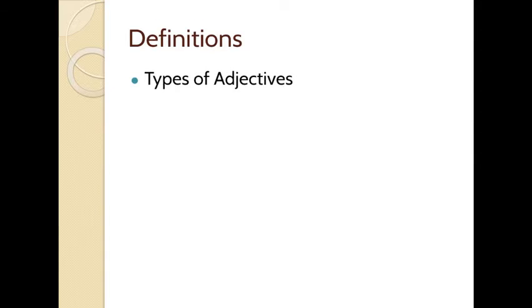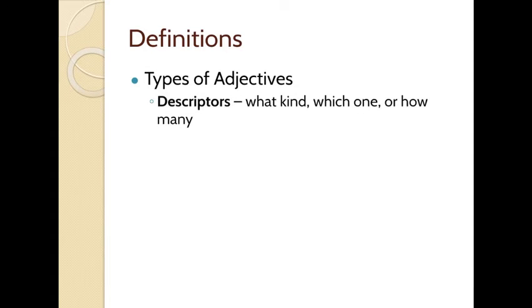So let's look at some different types of adjectives. Again, adjectives are going to modify and describe or add detail to nouns or pronouns. So the most general kind of adjective is called a descriptor. No, don't worry about being quizzed on these. I just want to break these down into different types so you understand how these work. So descriptors are what kind, which one, or how many.